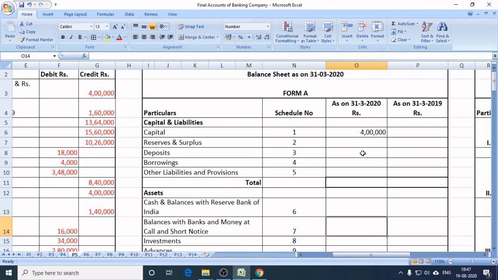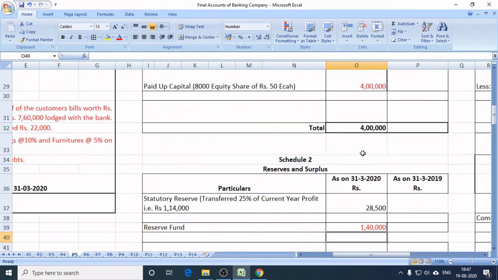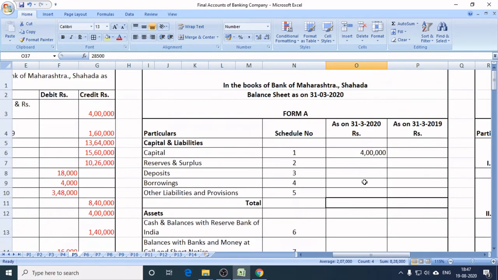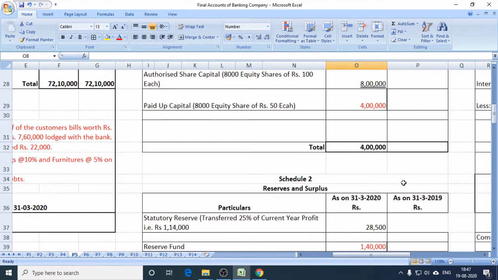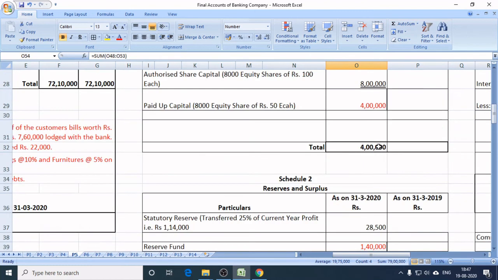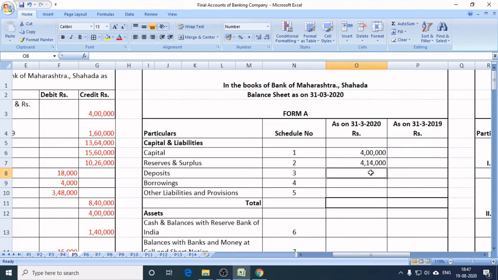Okay. Now the next schedule is reserve and surplus. Make the total of these three figures. It is 4,14,000. Show here 4,14,000. The next is schedule number 3, deposits. Make total of deposits. The total is 39,50,000. So show here 39,50,000 rupees.